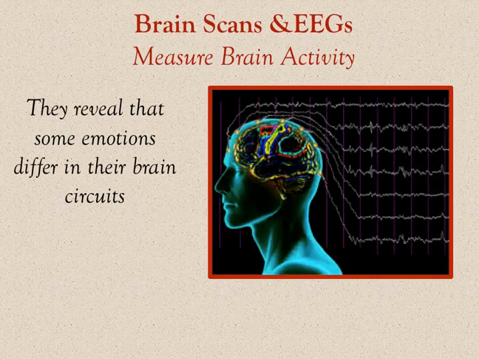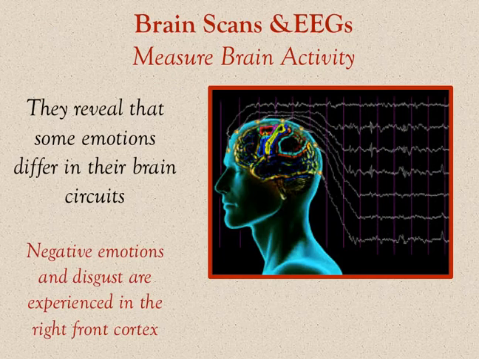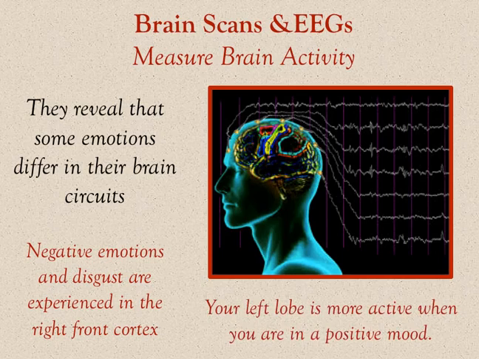So the EEGs reveal that some emotions differ in their brain circuits. The negative emotion of disgust is experienced from the right frontal cortex. When you experience positive moods or positive feelings, and you feel enthusiastic, energized, and happy, your left frontal lobe will be more active. So different parts of our brain are active depending on the mood that we're in.